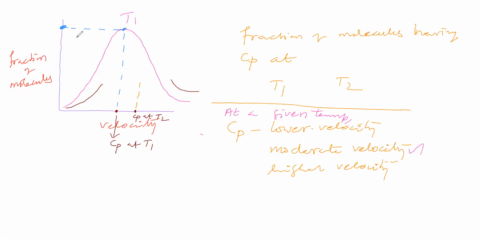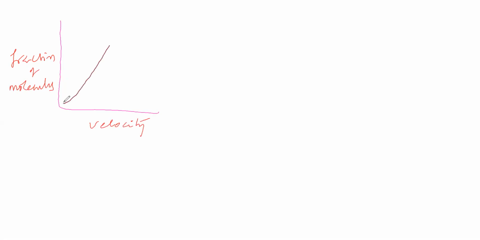So now we will see that. We will see this one. See, regarding CP, we will see here. Here we will take fraction of molecules. Here we will take velocity. Okay. So now the graph is like this.